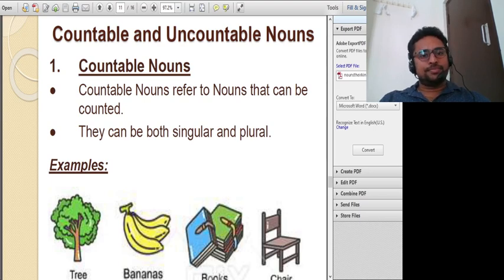Foot is singular. Plural for foot is feet. Tooth is singular and teeth is plural. Mouse is singular and mice is plural. Woman is singular, women is plural. Man is singular and men is plural.